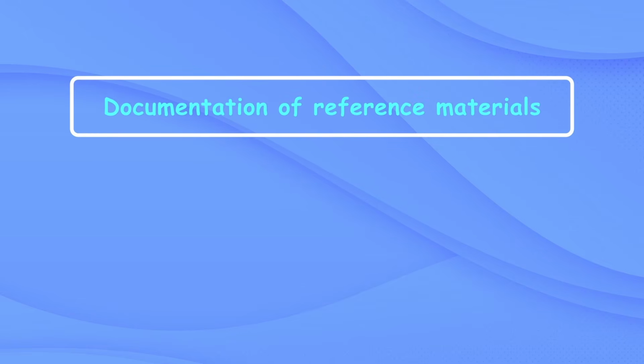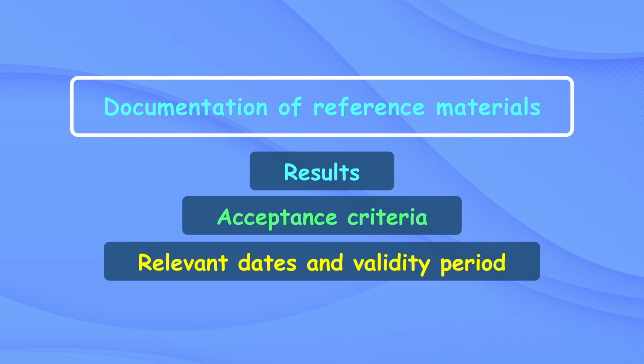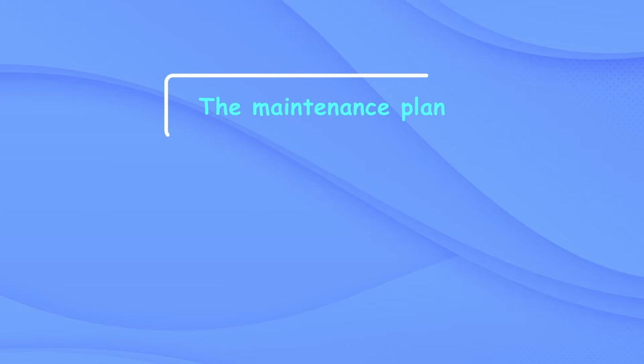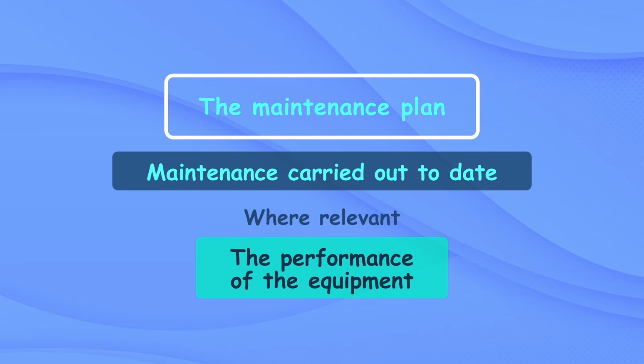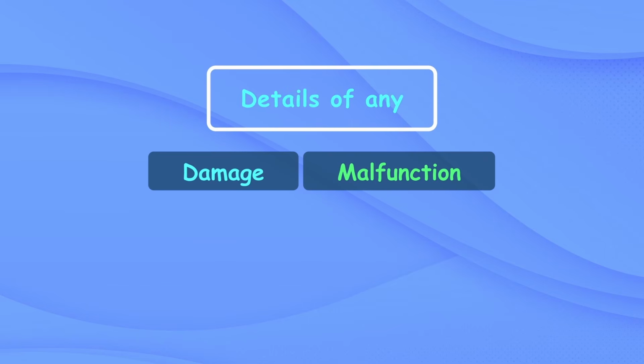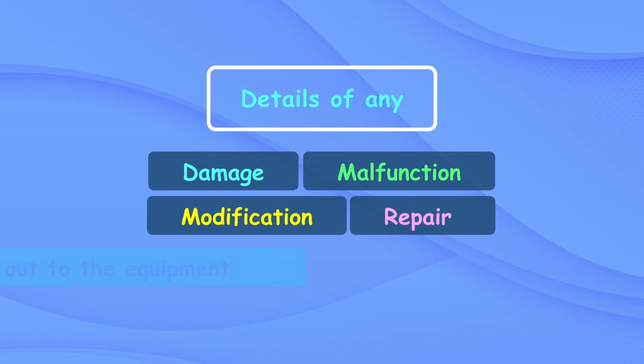Documentation of reference materials, results, acceptance criteria, relevant dates, and validity period. The maintenance plan and maintenance carried out to date, where relevant to the performance of the equipment. Details of any damage, malfunction, modification, or repair carried out to the equipment.